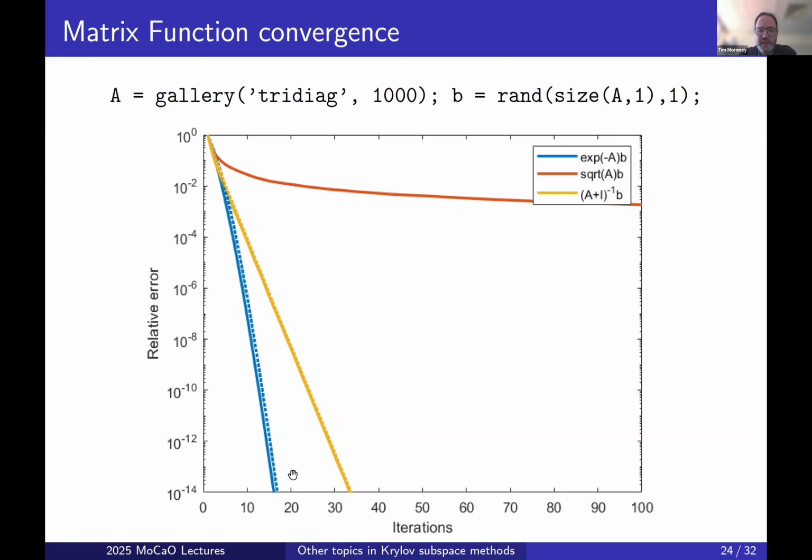Okay, so the convergence of e to the minus A b is a lot better than just the linear system. And I just threw in square root of A in here. Not so good. But e to the minus A, this is an observation that gives rise to the exponential integrator family of methods and Krylov methods applied to compute those. They really converge quite well. No preconditioning or anything.